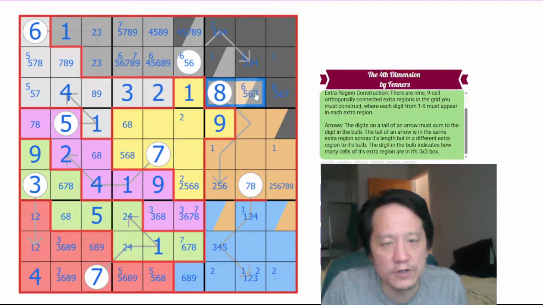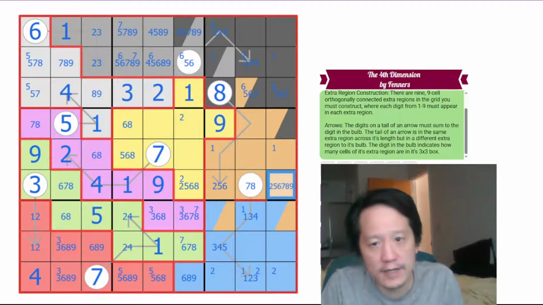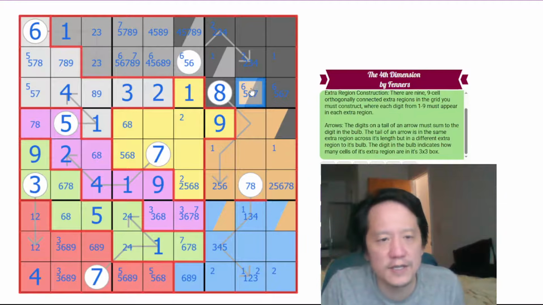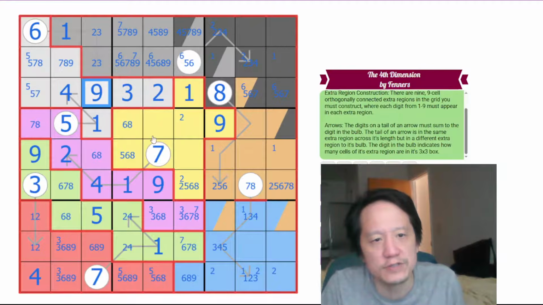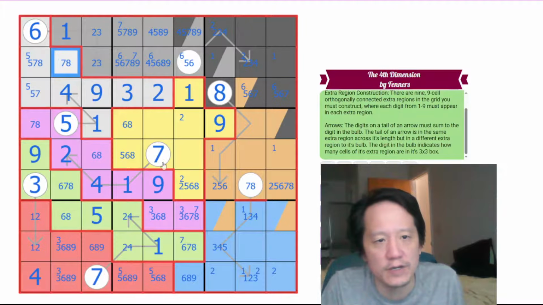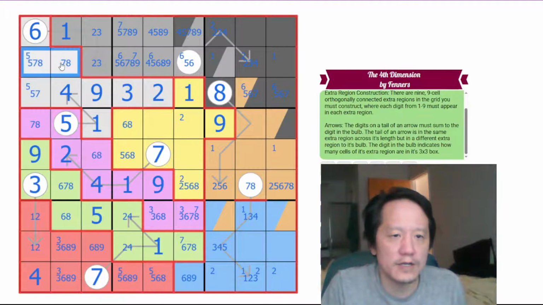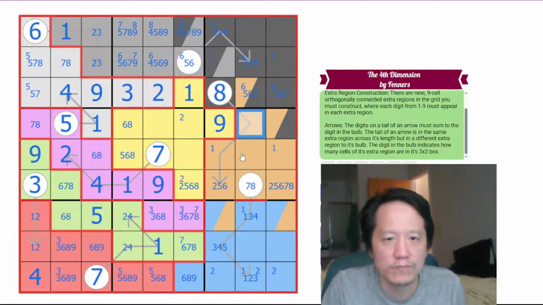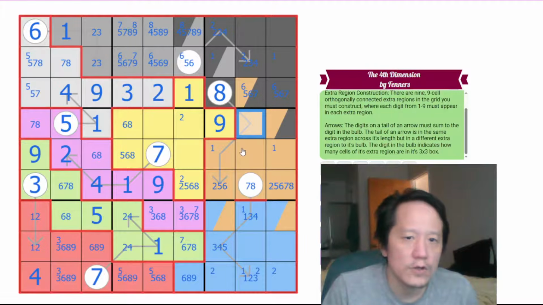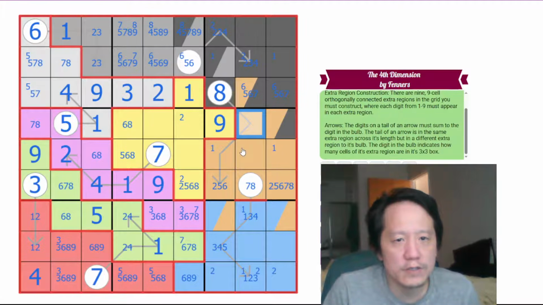8 is in this dark region either way. 9 cannot be here. This cannot be 9. This 8 eliminates 8 here, so this is 9, which means this can't be 9. 8 has to be one of these two digits, which means 8 can't be here. So 8 has to be one of these 3. Where is the 8 for... Well, actually, never mind. We have it in here.